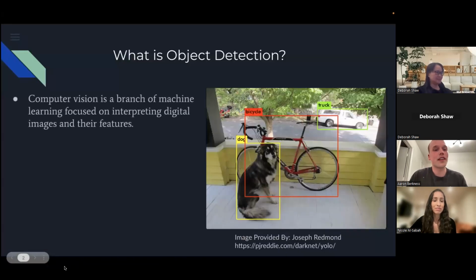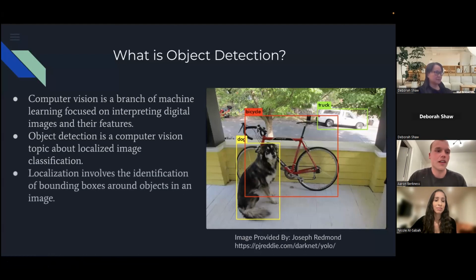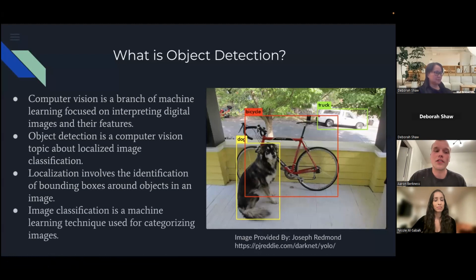All right, so object detection is a part of computer vision. Computer vision is a branch of machine learning focused on interpreting digital images and their features. Object detection is the part of computer vision that is about localized image classification. Localization involves the identification of bounding boxes around objects in an image, which is shown in this picture by the boxes that we see around each object. And then image classification is a machine learning technique used for categorizing images, which is shown by the labeling of the boxes.